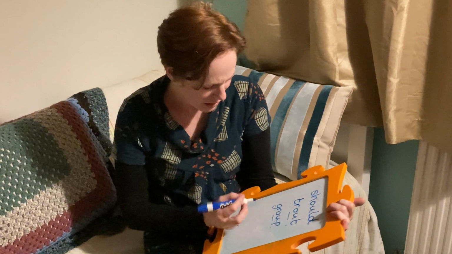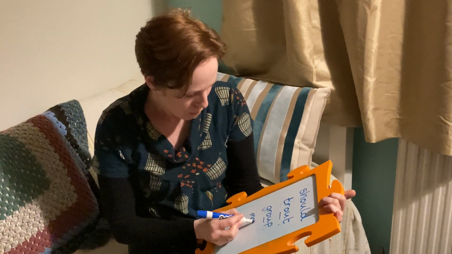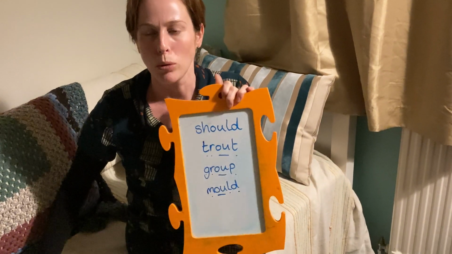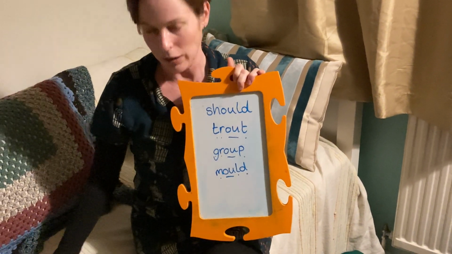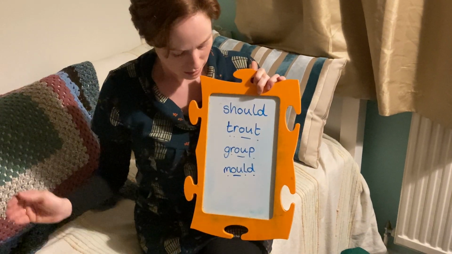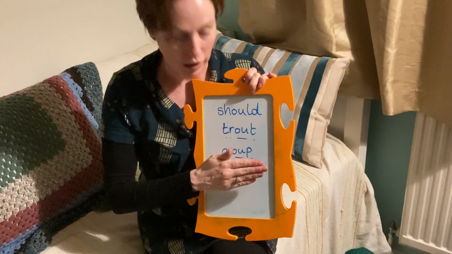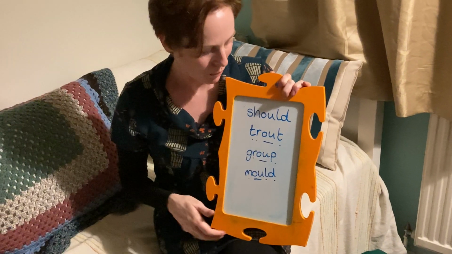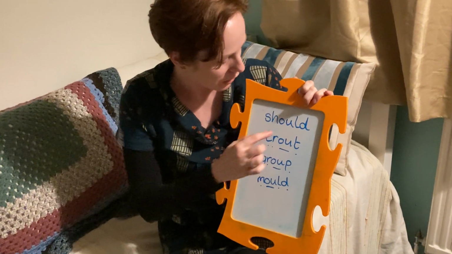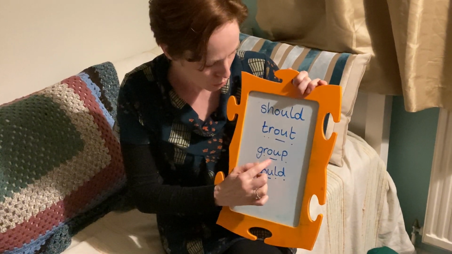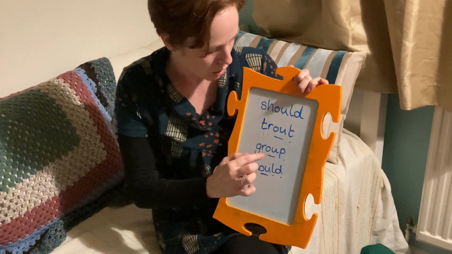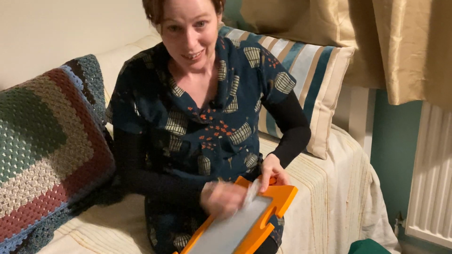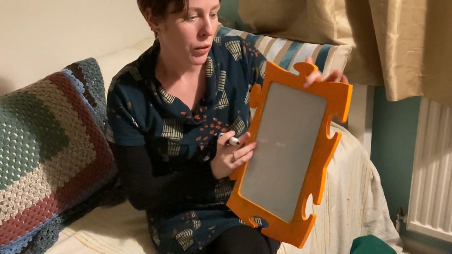One more. And we've seen this one already today. Mould. Ew, there is mould on my bread. I'm not eating that sandwich. Ew. Ready? 3, 2, 1. Your turn. Well done. Mould. So that is the different sounds again. Should, trout, group, mould. Ow, ooh, oh. It's quite fun to say that. All the sounds with the O and U.